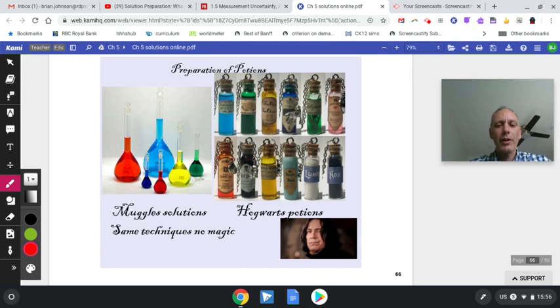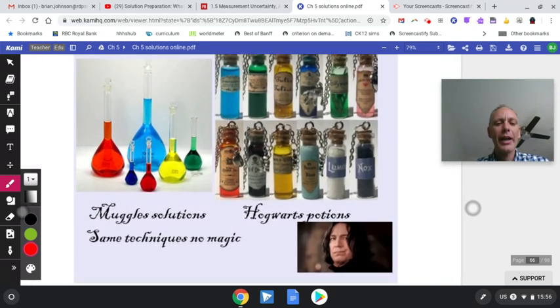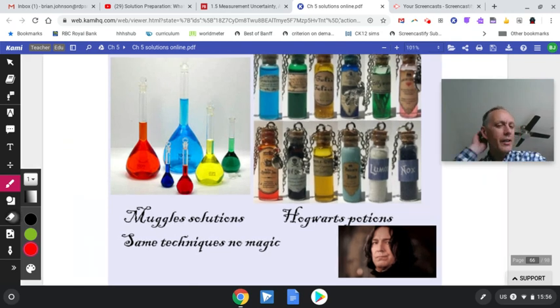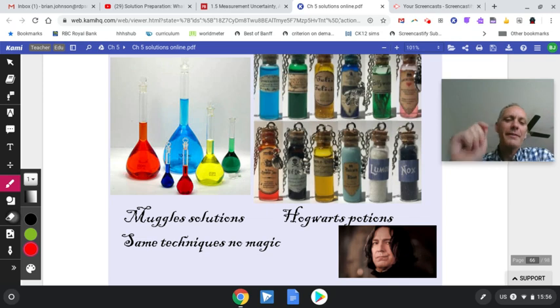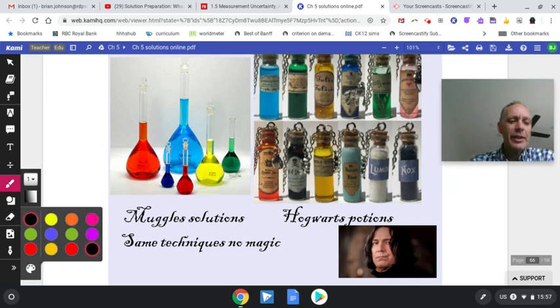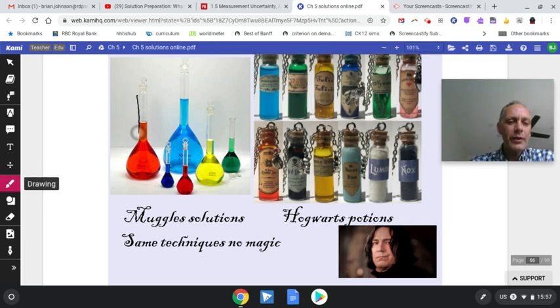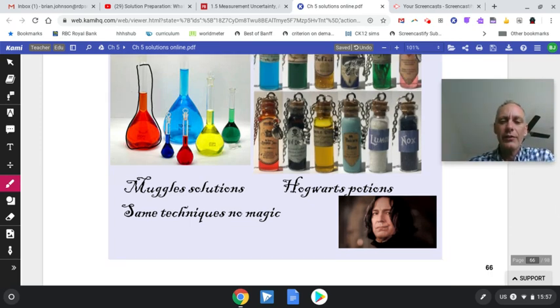As you can see from our lovely little graphic here, we've got Professor Snape, our potions master at Hogwarts. Today you will be making Muggle solutions. Same techniques, but no magic. You've probably never seen this special container before. I'll just draw the outline of it. These are special pieces of glassware called volumetric flasks, and you're going to learn how to use those today and why they're so important in building standard solutions.